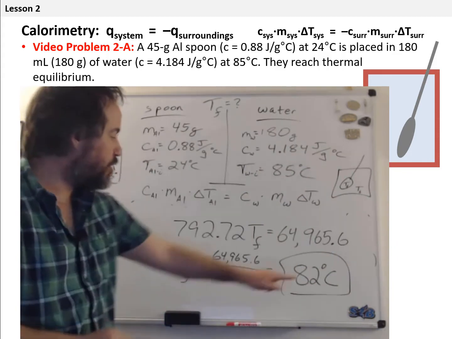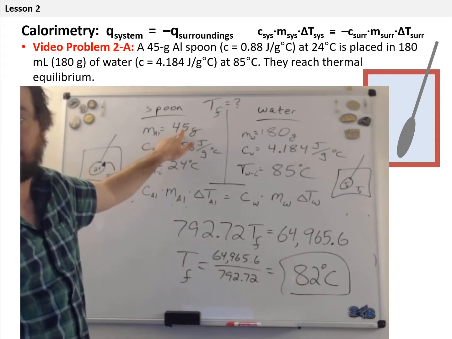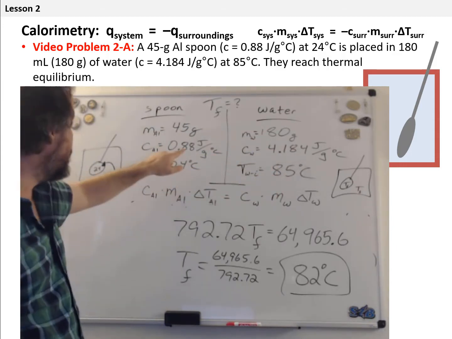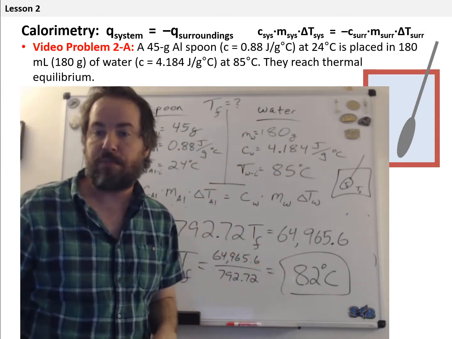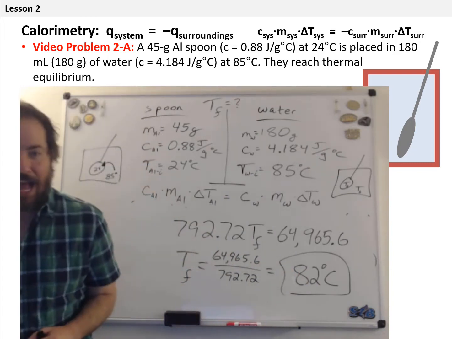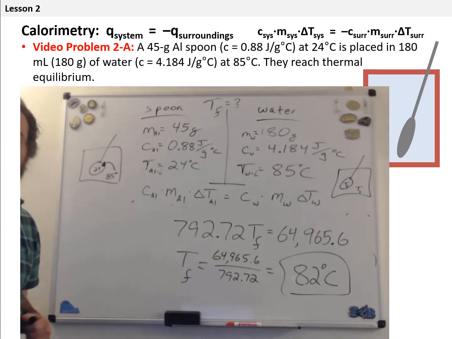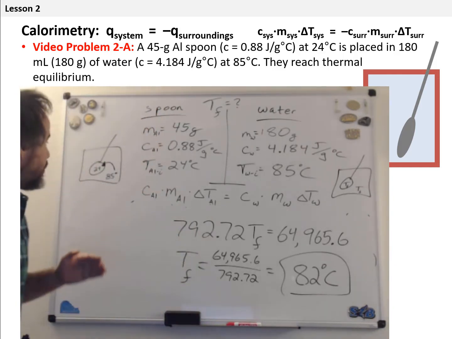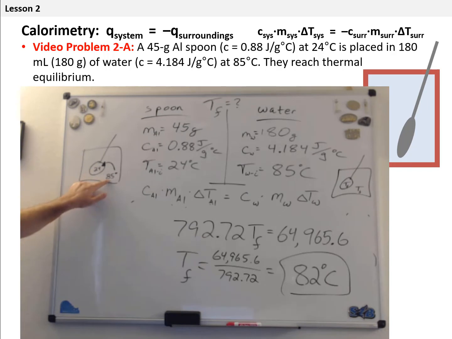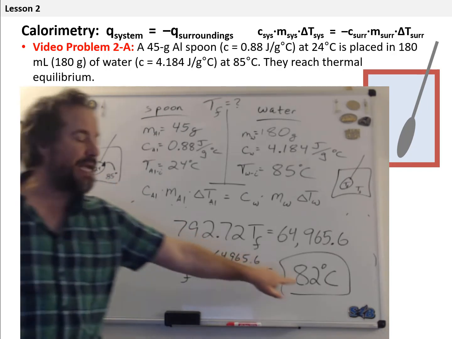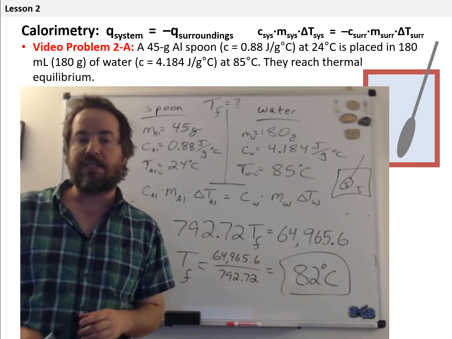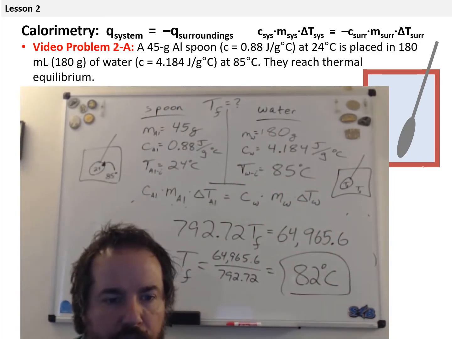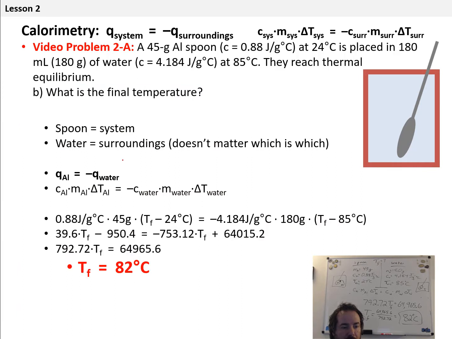I'm ending up with 2 sig figs because I start off with 2 sig figs. 2, 2. This has 4, 2, 2, 2. So my answer is going to have 2. Now, the last thing I should do is say, does this make sense? Notice what I said. I start off at 24 and 85. So does it make sense that they end up at 82 degrees? Yes. All right, let's show this on screen so you can see it a little more clearly.